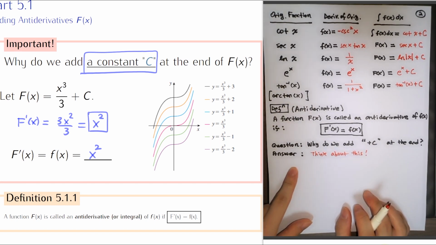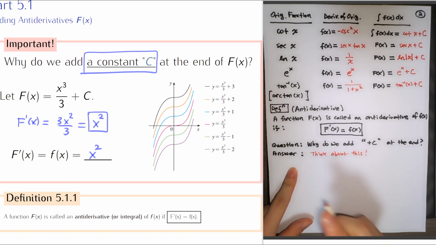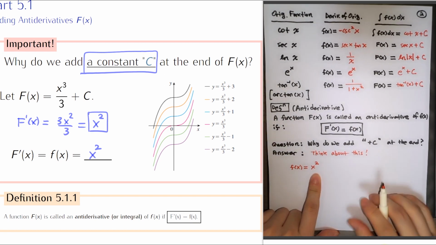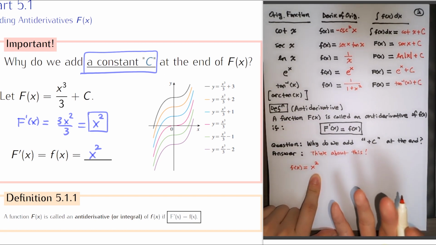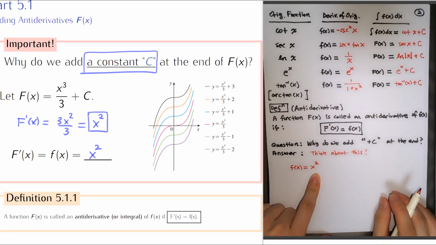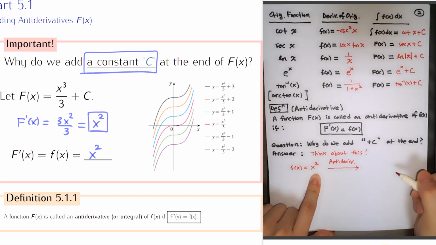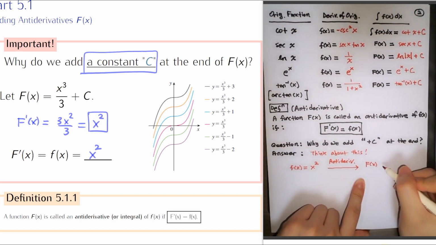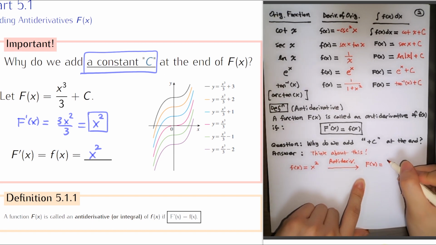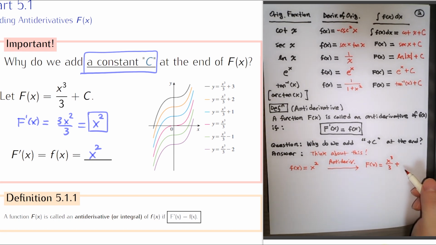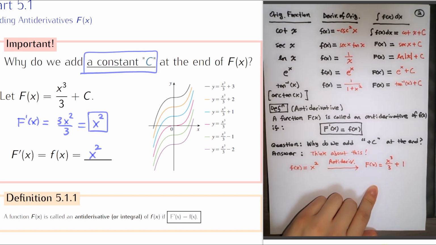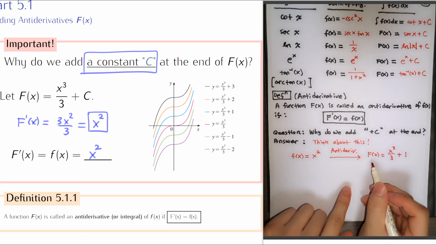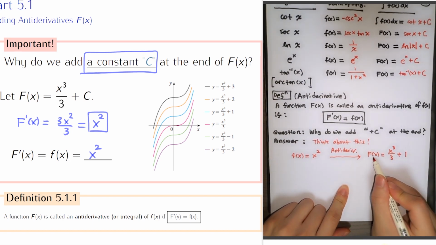Suppose our little f of x is x squared. By now, you know that the antiderivative of x squared is big F equals x cubed over 3 plus c, but as an example, let's put 1 for now, okay? Then, if you differentiate this capital F, what happens?